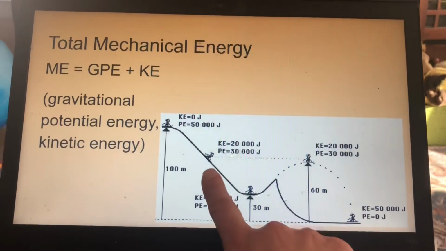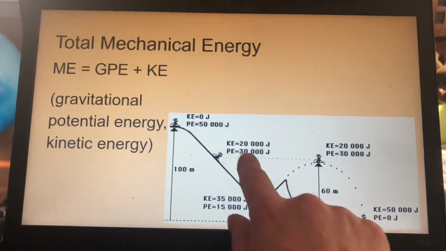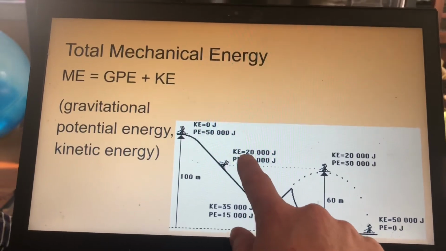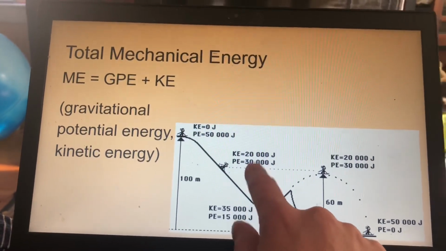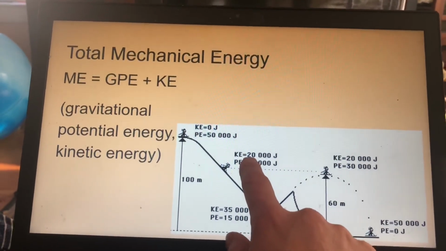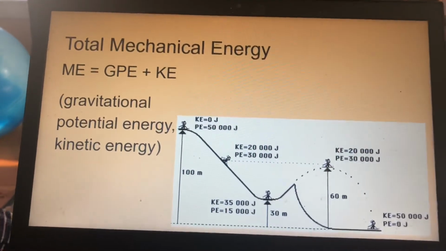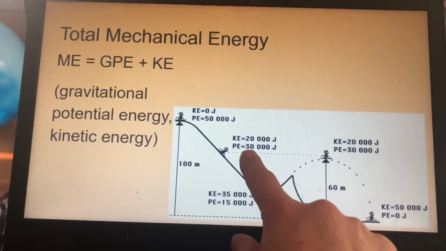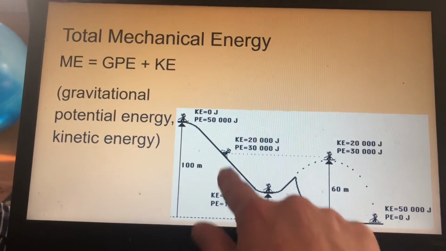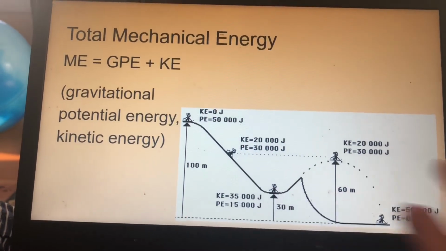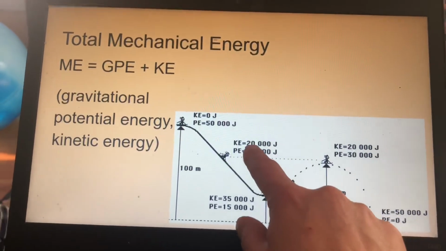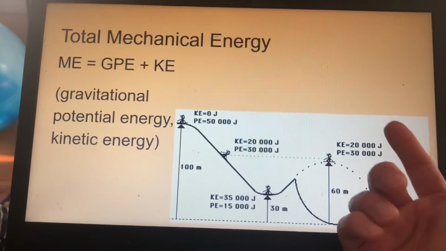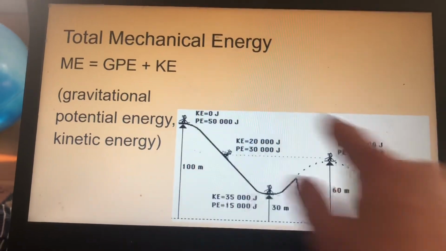Now look at the first one here, and now he's going down. So we've converted some of that 50,000 to kinetic energy. So we got 20,000 joules of kinetic energy because he's moving. And we still have 30,000 of potential energy because he's still up the hill a ways here. But notice 20 plus 30 is 50. So we still have the same amount we started with.